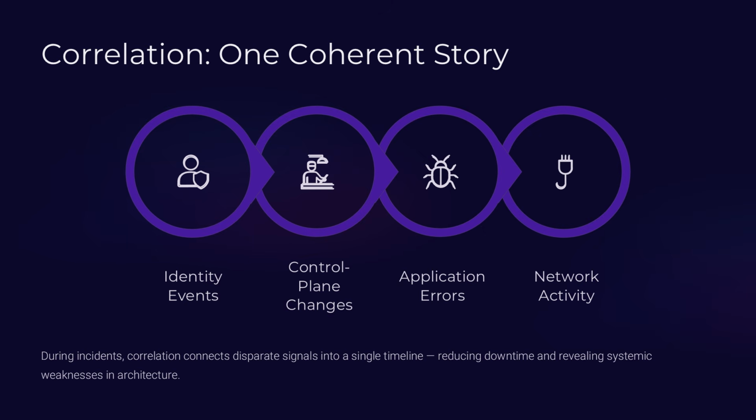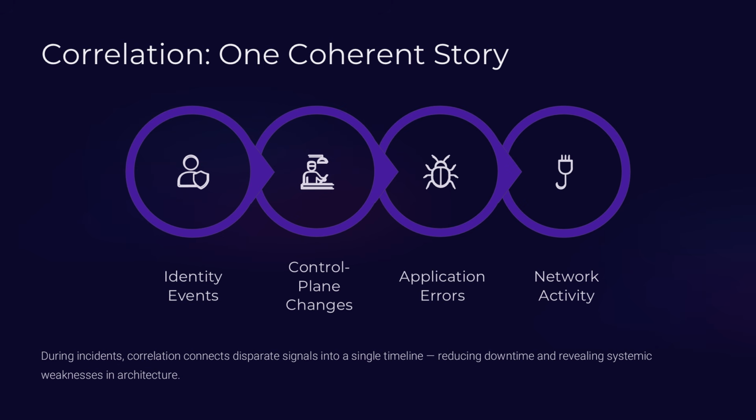With dashboards defined, you now focus on correlation because this is where observability becomes truly powerful. During incidents, the question is rarely, is something broken? The question is, what changed, what failed first, and what is the fastest safe path to restore?